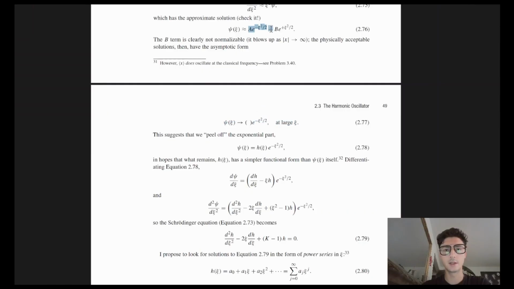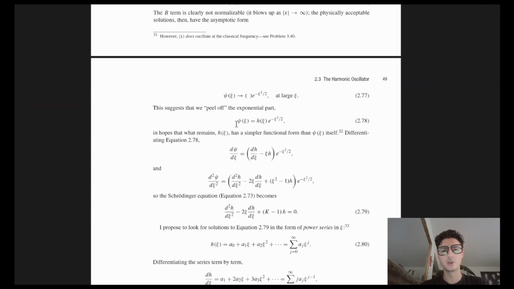So we just keep this thing here, and he puts brackets over here because we need to find what function fits inside these brackets. There's also this A term which he just absorbs into these brackets. This suggests that we peel off the exponential part. So we have this solution here, where there is a function of xi inside. He calls it h, in the hopes that what remains, h of xi, has a simpler functional form than psi of xi itself. Differentiating equation 2.78 gives us this: the derivative of h with respect to xi, and then this minus xi times h.